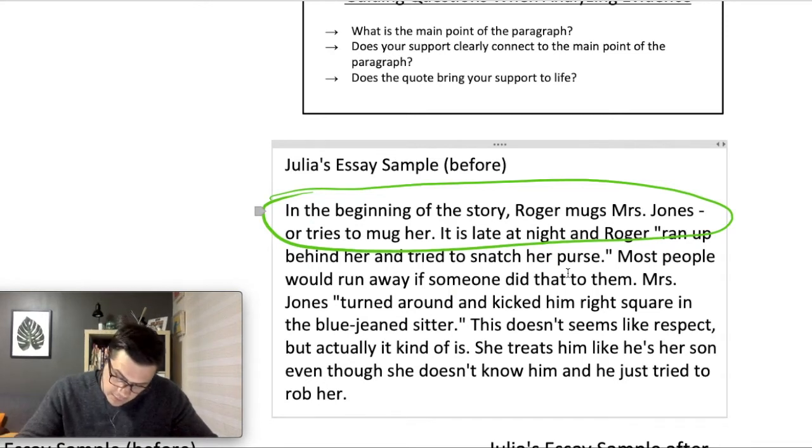Now we have the quote here: "It is late at night, and Roger ran up behind her and tried to snatch her purse." Again, this just sounds like they took a piece of the text and put it in here. The issue is that we don't know what the paragraph's really about, so the quote that's here doesn't connect to anything. It doesn't make anything clearer, and that causes a problem for me as the reader. "Most people would run away. Mrs. Jones turned and kicked." Again, because I don't know what the paragraph's really about, it's just kind of a summary. The author's telling me what happened in the story.